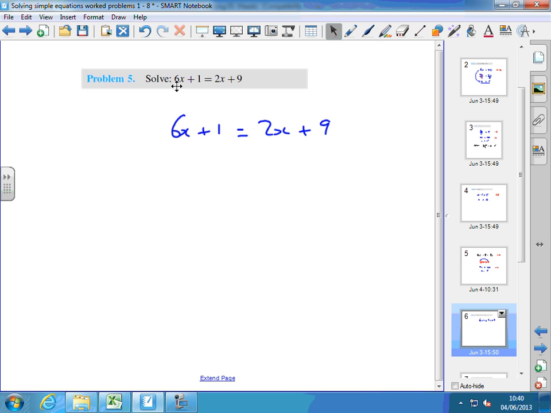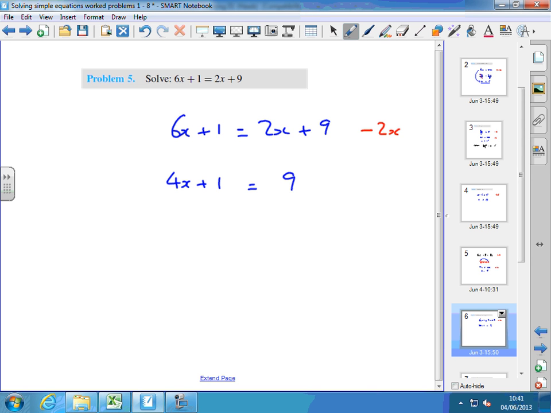If I subtract 2x from this right-hand side, I get rid of the 2x on the right-hand side. But I must also subtract 2x from this side as well. So what I do is I try and get rid of the smaller amounts of x to make sure I leave a positive number of x's if possible. So I'm going to subtract 2x from both sides, which means I'm left with just 4x plus 1 on the left-hand side equals 9.